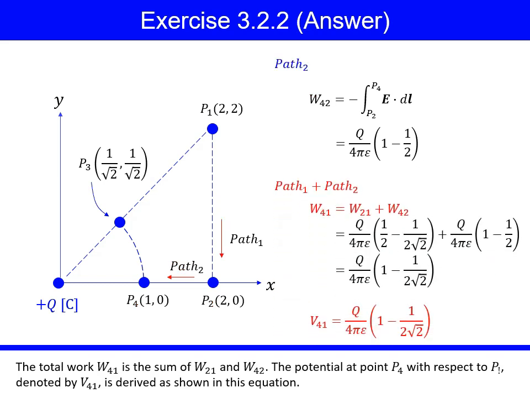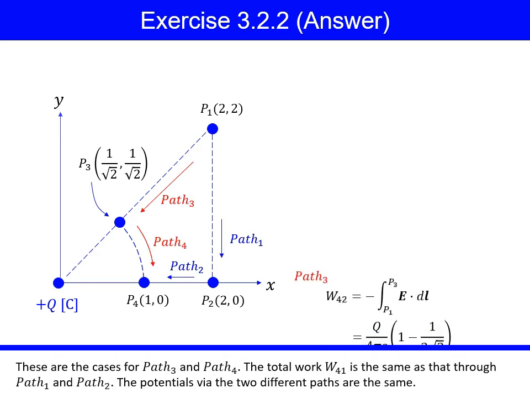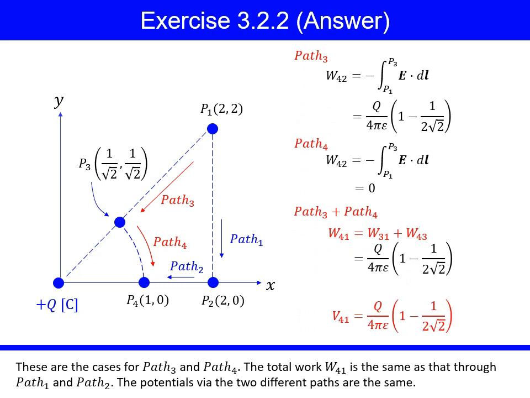The total work W41 is the sum of W21 and W42. The potential at point P4 with respect to P1, denoted by V41, is derived as shown in this equation. These are the cases for path 3 and path 4. The total work W41 is the same as that through path 1 and path 2. The potentials via the two different paths are the same.